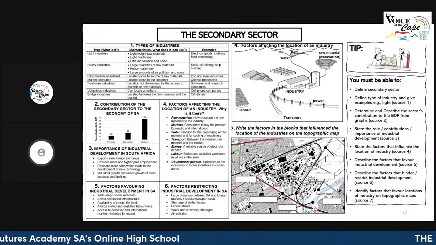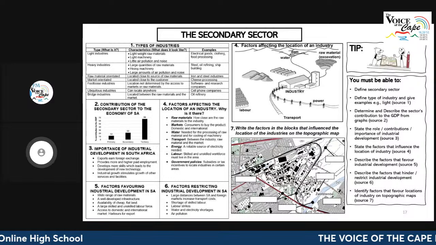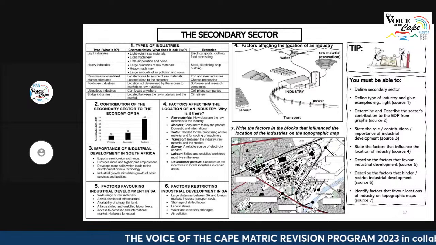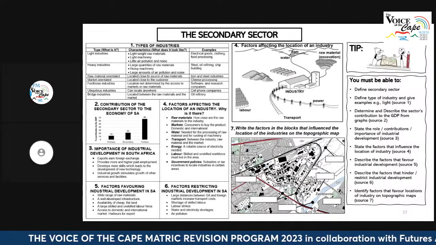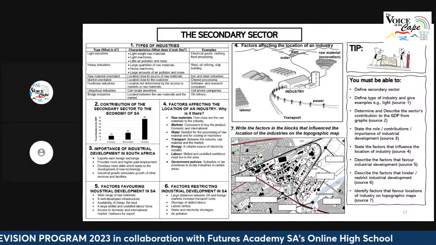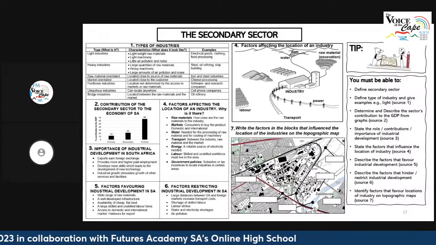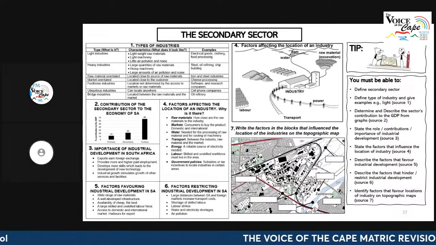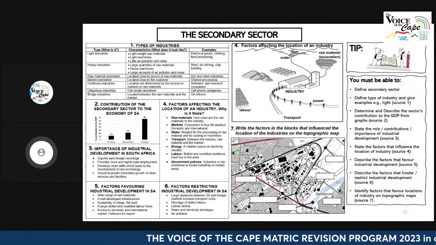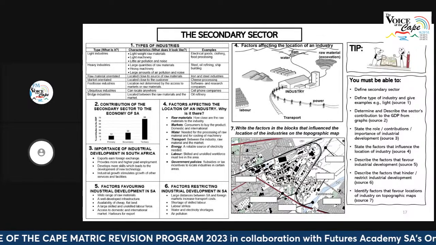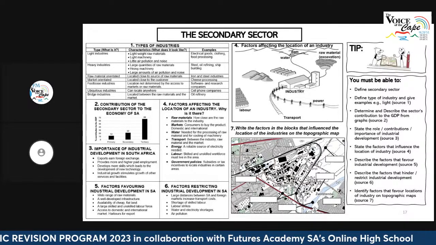Sorry. The secondary sector. So when we look at the secondary sector, the question that most often comes in is the question of the type of industries. You need to be able to know your different types of industries. So you need to know what is a light industry, what is a heavy industry, what is a raw material orientated industry, a market orientated industry, footloose, ubiquitous, as well as your bridge industry.